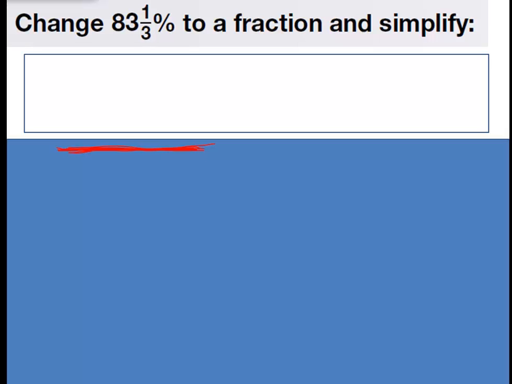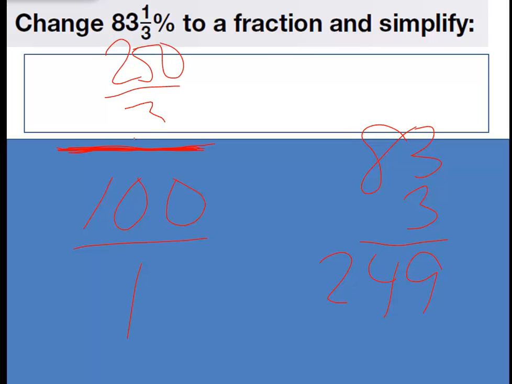I'll help you out with the bottom first, right? The first is going to be all over 100, right? Are we allowed to do that? Sure we are, right? And for 83 and 1/3, we just convert to an improper fraction. So let's do that. 83 times 3 is 249, plus the 1 is 250. So 250 over 3. All right, can you do it from there?